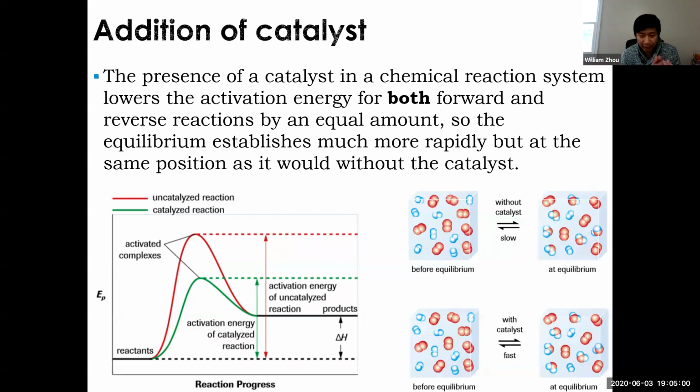So the catalyst will have no effect on the equilibrium shift. You simply make the reaction go faster, but equilibrium doesn't go anywhere. Does that make sense?